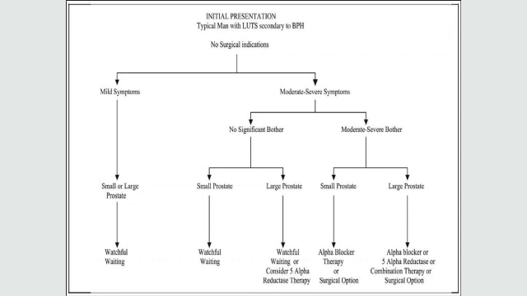Then if there are moderate and severe symptoms, with no significant bother, small prostate, we can observe. Large prostate, we should consider waiting or consider 5 alpha reductase therapy. That is conservative, not surgical. Moderate to severe symptoms with a small prostate, we can do alpha blocker therapy or a surgical option. Large prostate, there's combination therapy, usually surgical and alpha blocker or alpha reductase.